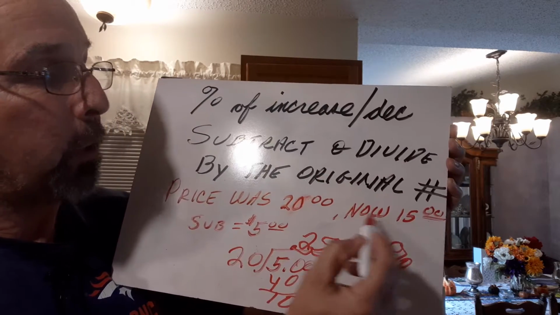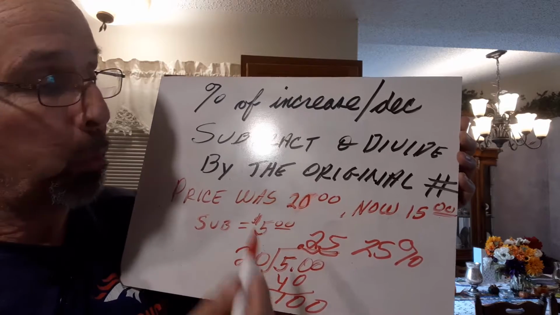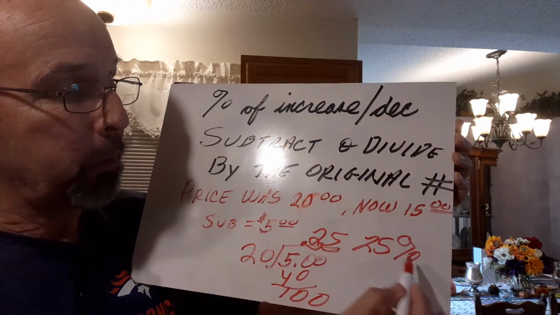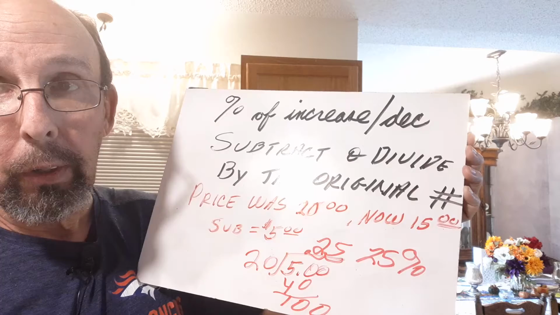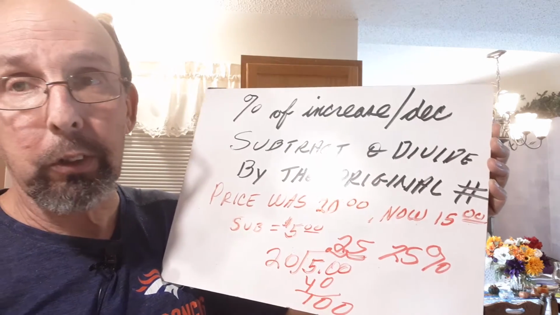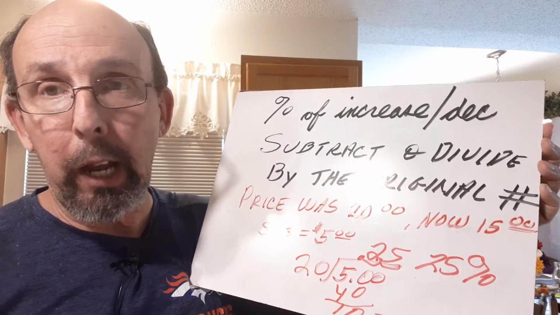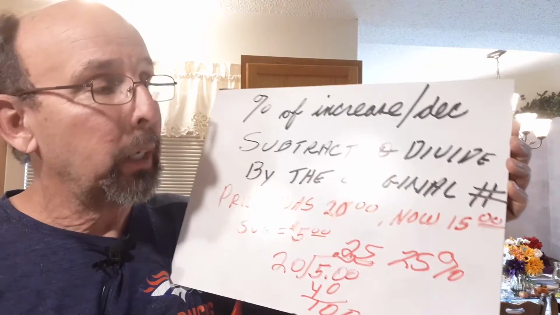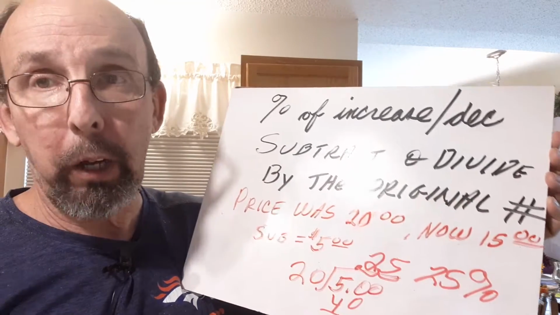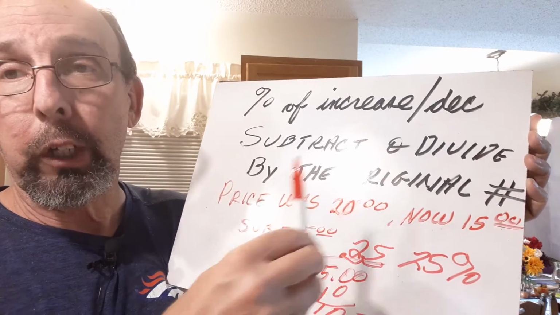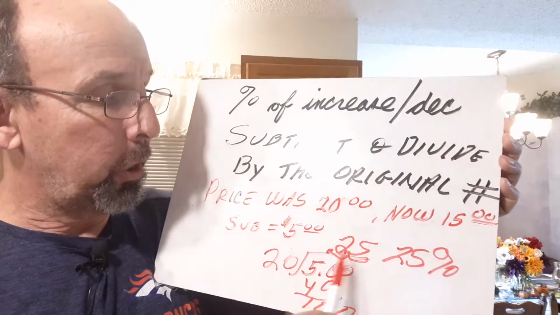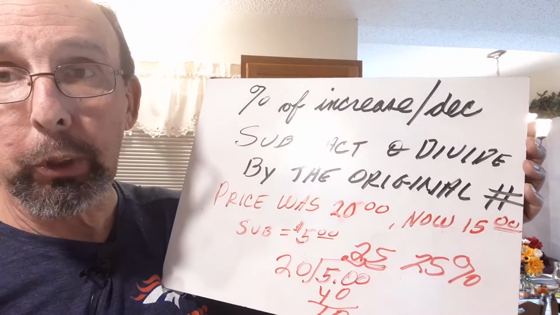Is it an increase or a decrease? It went down, right? From 20 to 15. So it's a 25% decrease. That's how you do percent of increase and decrease. It doesn't matter if it went up or down, it's still done the same way. You subtract and divide by the original number. You're going to get a decimal answer, and you're going to change that decimal to a percent. That's percent of increase and decrease.